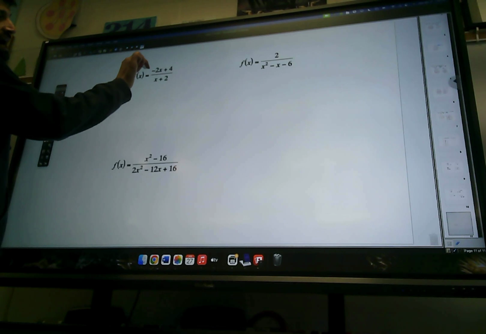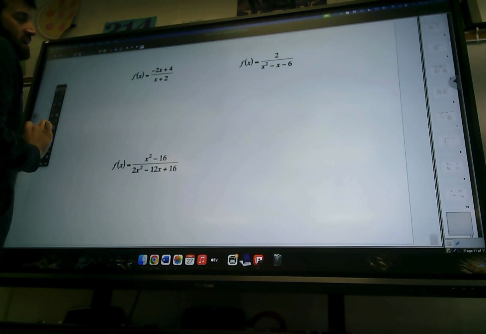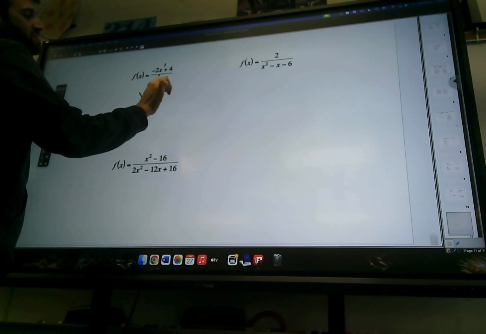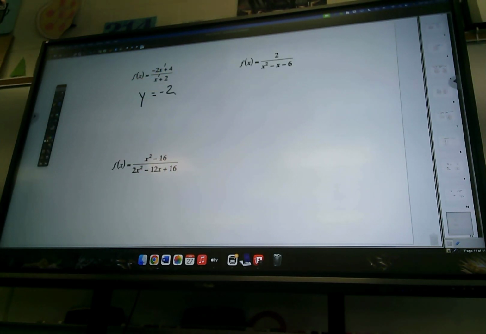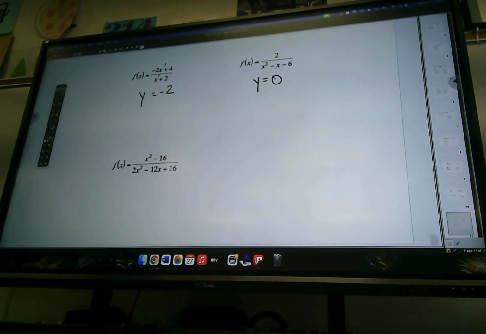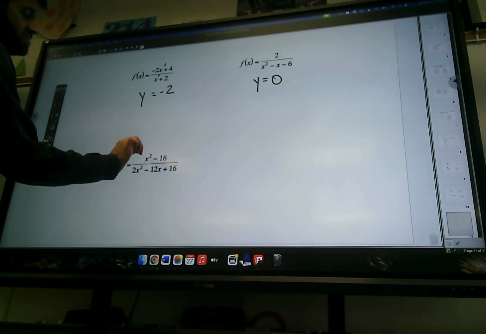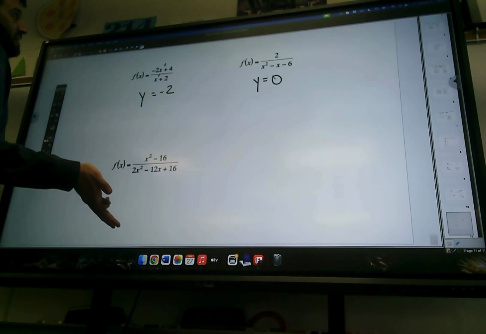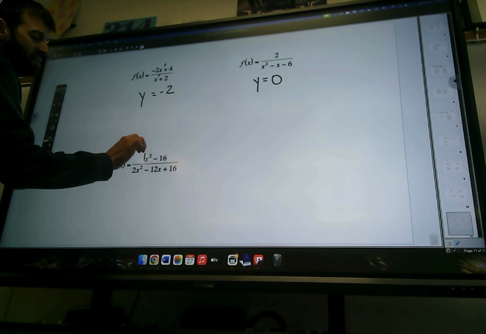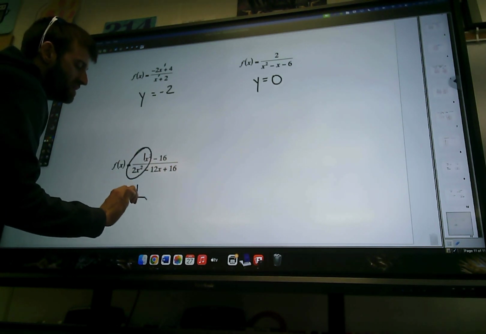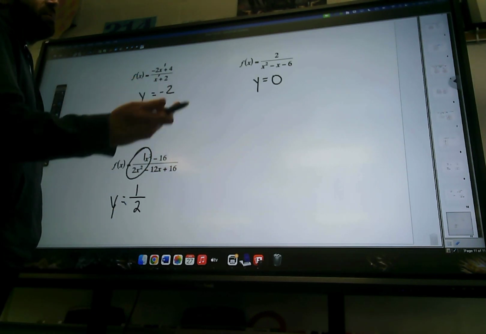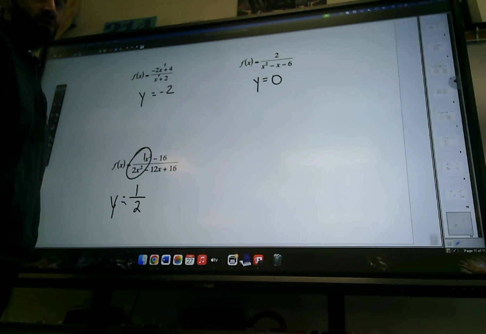Here, I have degrees of 1, so that is equal, so that is y equals -2 over 1, or -2. Here, it is y equals 0 because it's larger on the bottom, and here, degree of 2 on the top, degree of 2 on the bottom. Leading coefficients of the highest degree are 1 over 2. So that's y equals 1/2. You should now be able to fill in all the horizontal asymptotes in that homework.